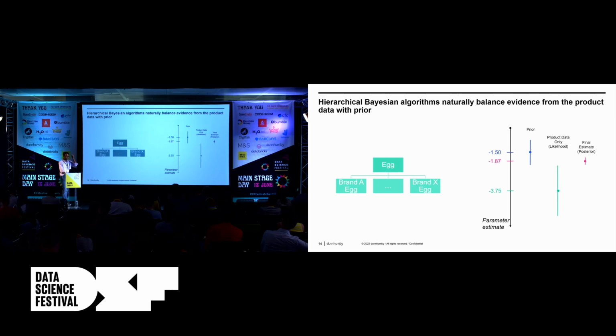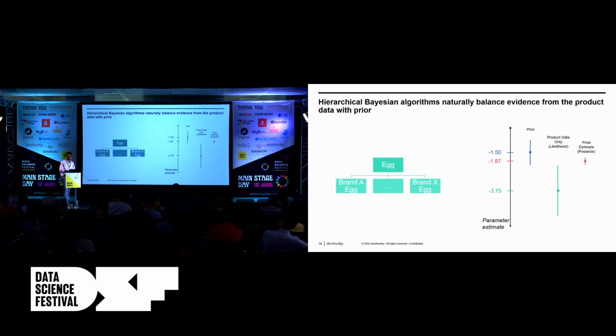So this first chart is a simplified example of the different levels in the hierarchy we are discussing now. Let's say that we are estimating the model parameters for individual eggs, like brand AX to brand XX, and the prior distribution for all these models that are being fitted at individual egg level is coming from the total egg level.